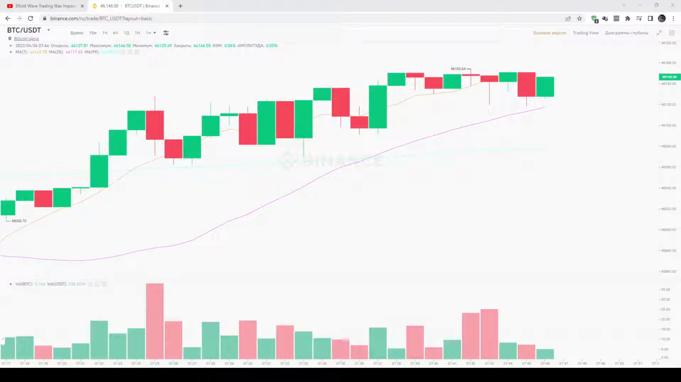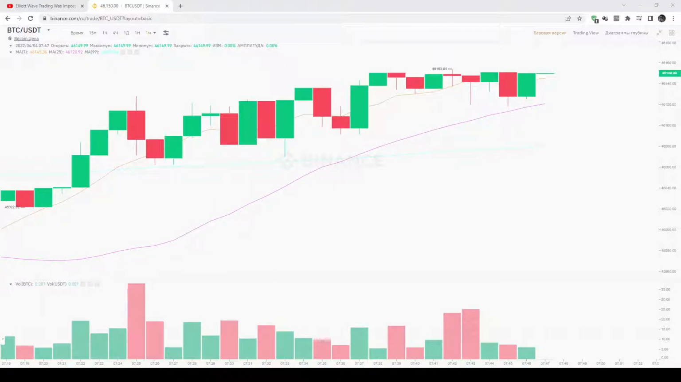One of the key points within the Elliott wave theory is the concept of the fractal nature of the markets. This means price patterns repeat themselves over and over again and on all time frames.